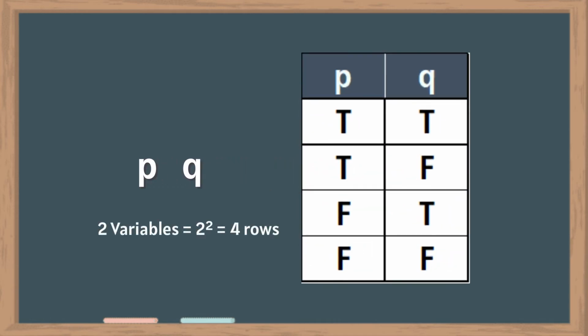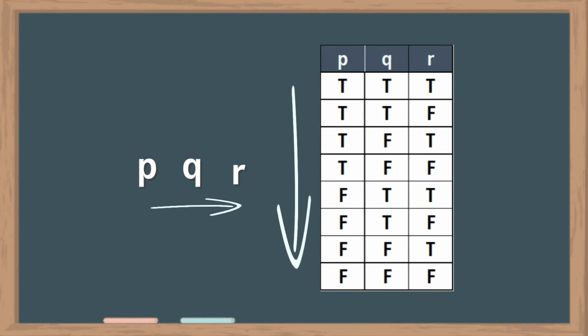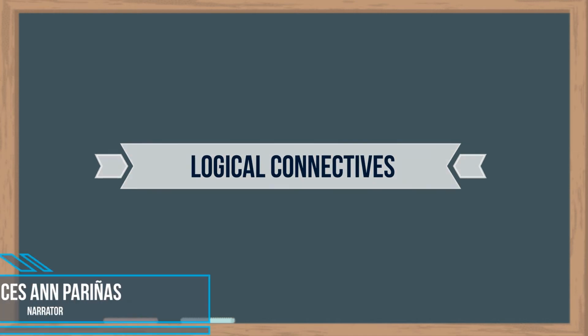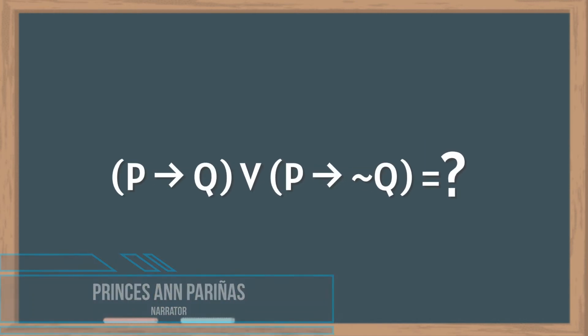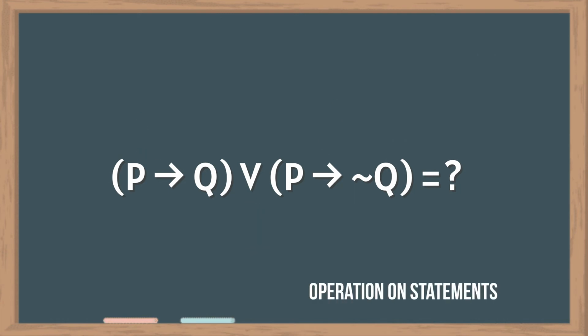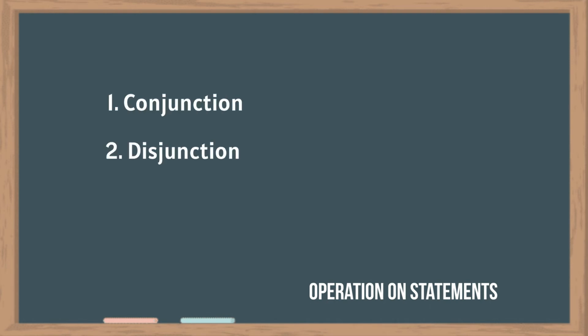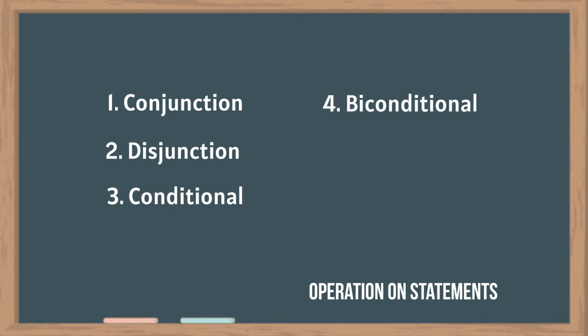On the other hand, if we have three variables, our table would look like this. This process increases exponentially for every variable that we add to the table. In order to uncover the truth value of a compound statement, something called logical connectives or operations in statements are used. The 5 logical connectives are: first, conjunction; second, disjunction; third, conditional; fourth, biconditional; and fifth, negation.